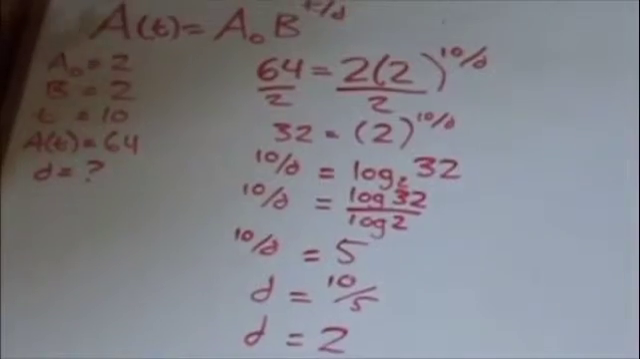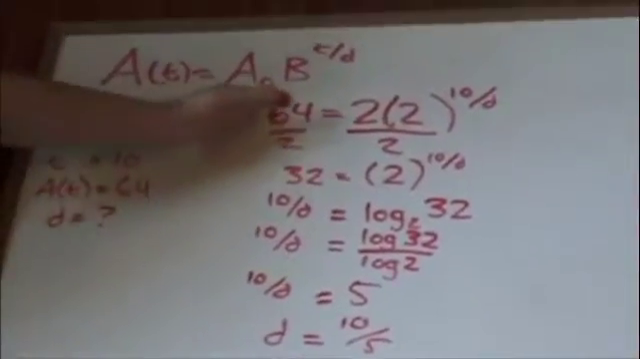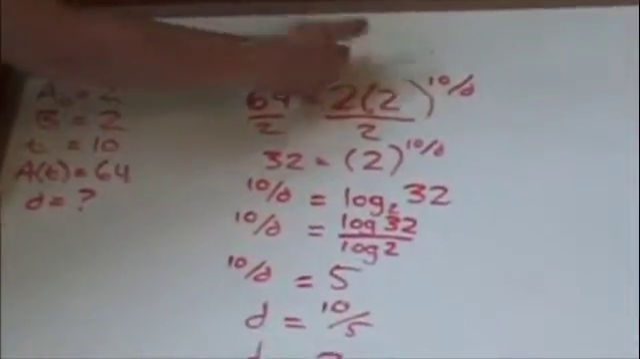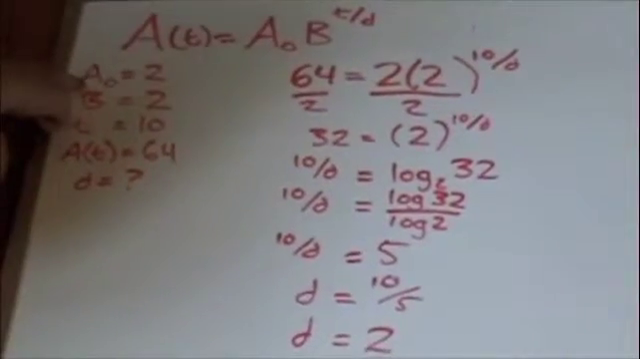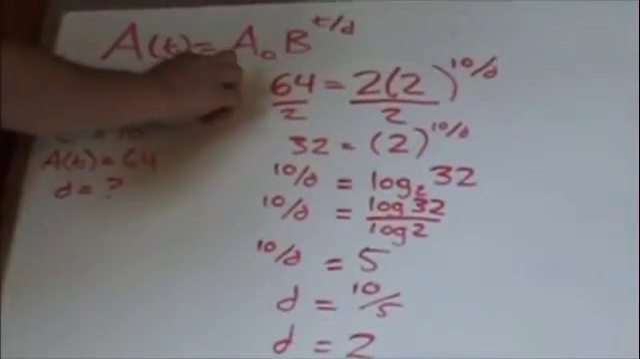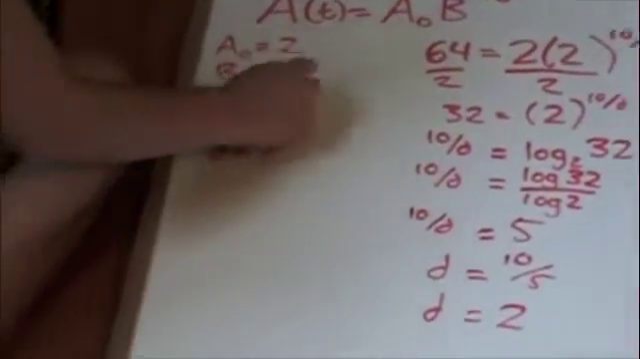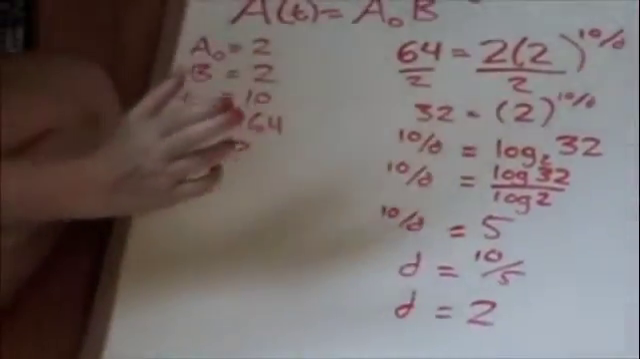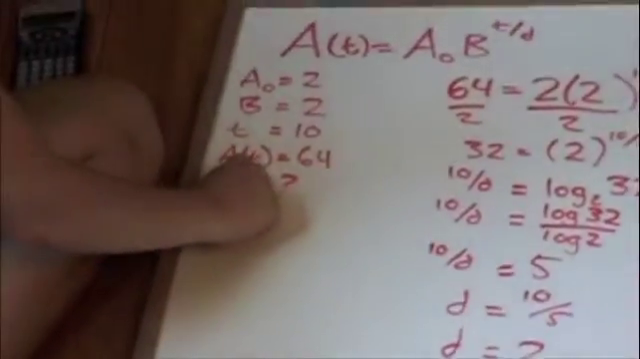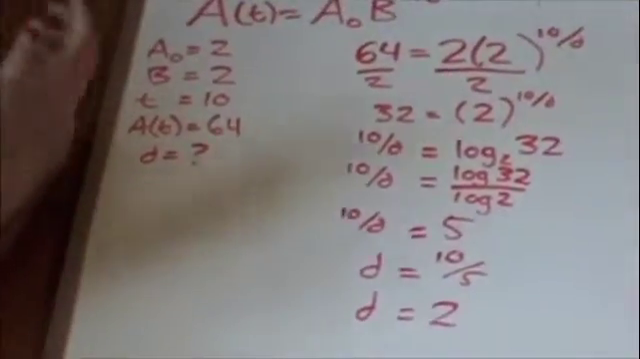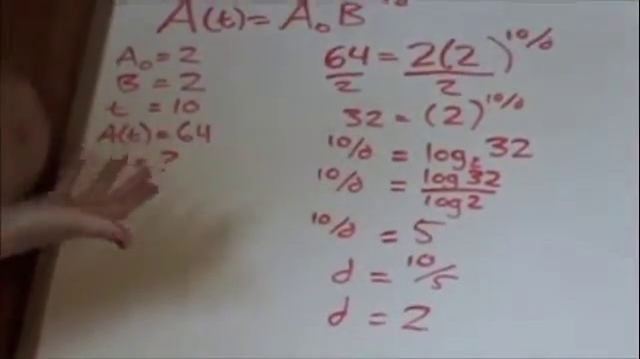We're back to our generic doubling equation. A(t) equals A0 times base to the t divided by d. So in this equation, the original amount that we started with was 2 puzzle pieces. Our base is 2 because we're doubling. t is the 10 minutes that it took for us to reach the final amount of 64 puzzle pieces. So we don't know what our doubling time is, and that's what we're going to find out here.